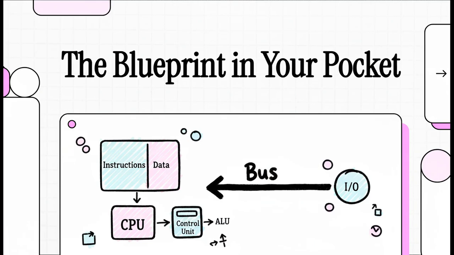You know that smartphone in your pocket or the laptop you're probably watching this on? What if I told you they all run on a basic design that's almost 80 years old? It's true. A single brilliant idea from 1945 is the foundation for pretty much all modern computers. Today, we're going to pull back the curtain on that blueprint, the von Neumann architecture.